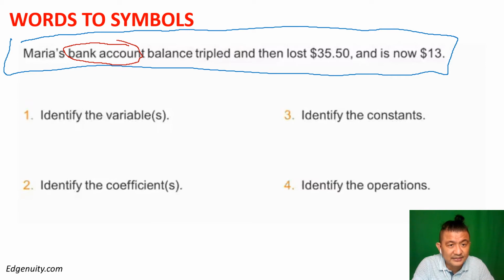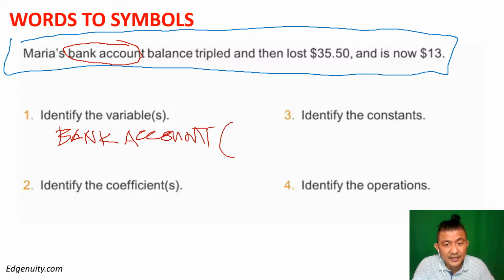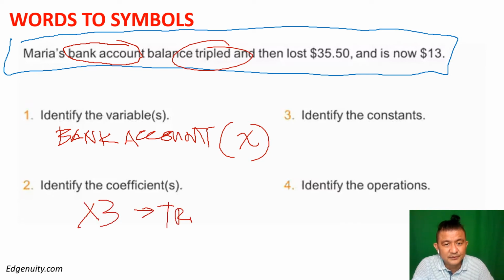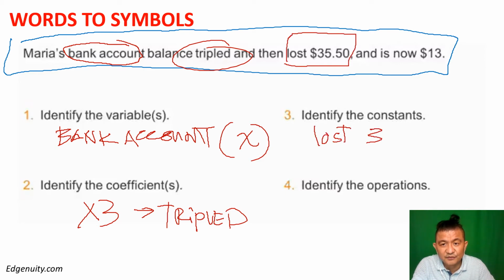I don't know what that is. So the bank account, this is your X, right? The word tripled. Tripled means what? Tripled means times 3. That's tripled. What is a constant? This one is always the same. Lost $35.50. And then is now the result. So something will be equal to 13.